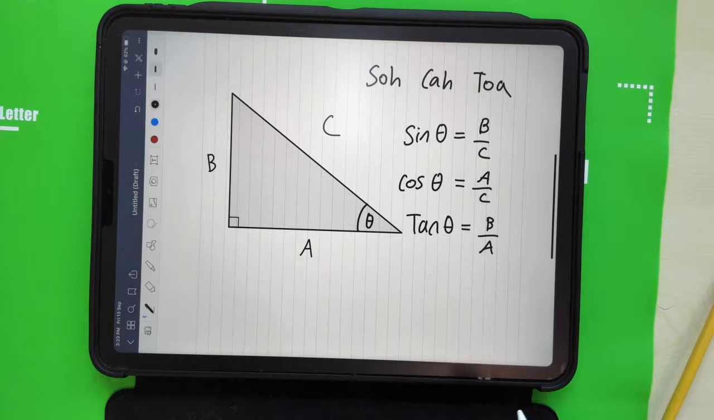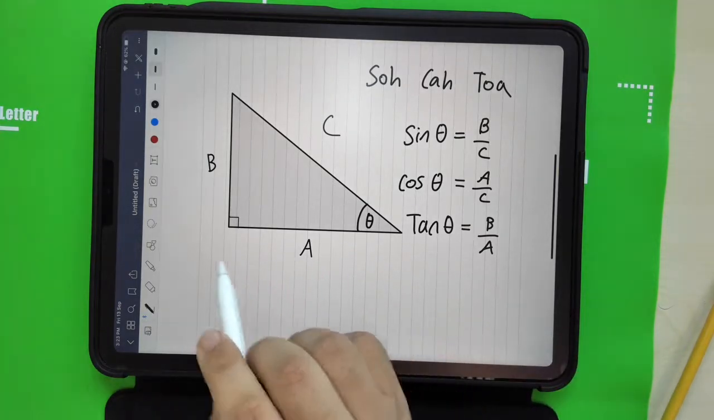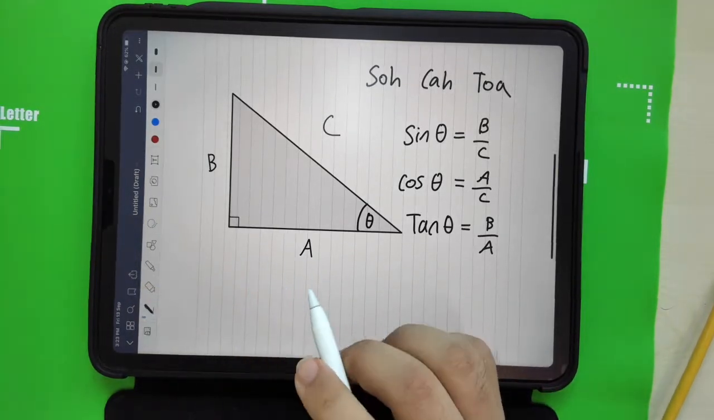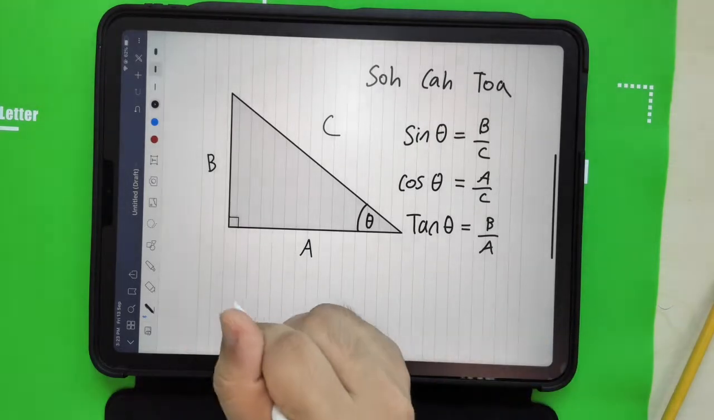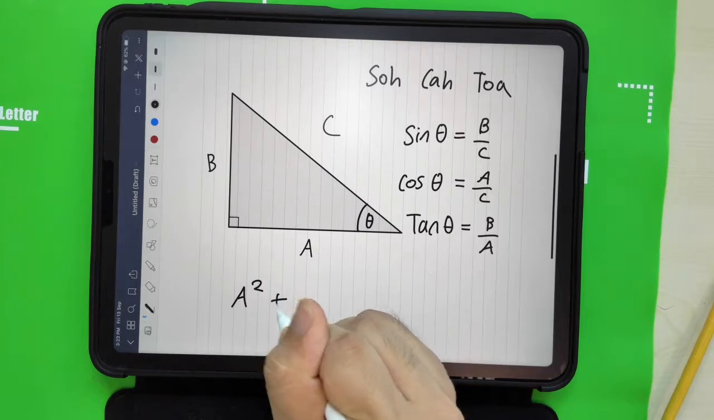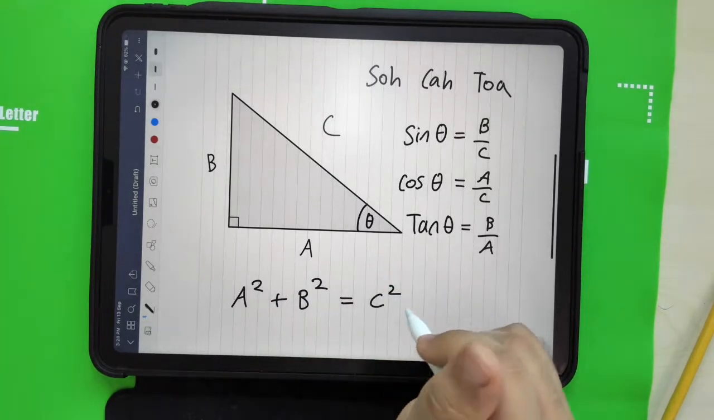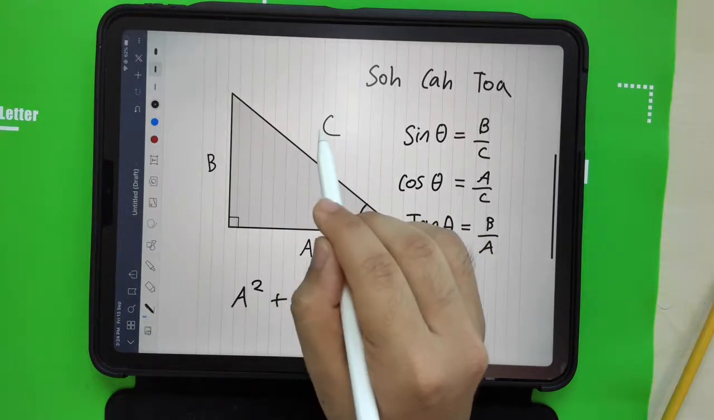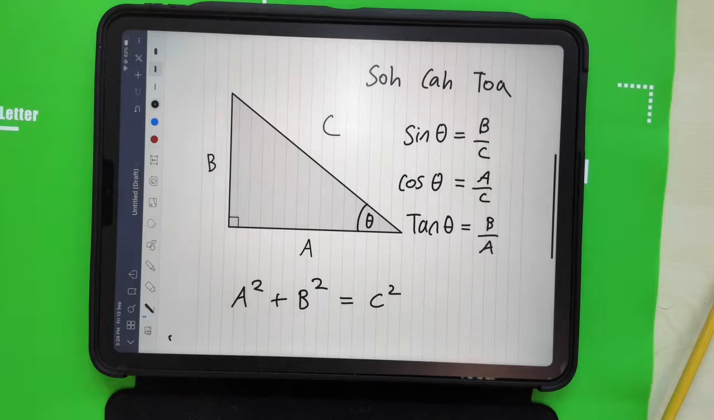And in a right-angled triangle, they always follow a rule called the Pythagorean Theorem, which means that the sum of the squares of the two non-hypotenuse sides is equal to the square of the hypotenuse. In this case, it is a squared plus b squared equals c squared. So the square of the hypotenuse is equal to the sum of the squares of the other two sides.